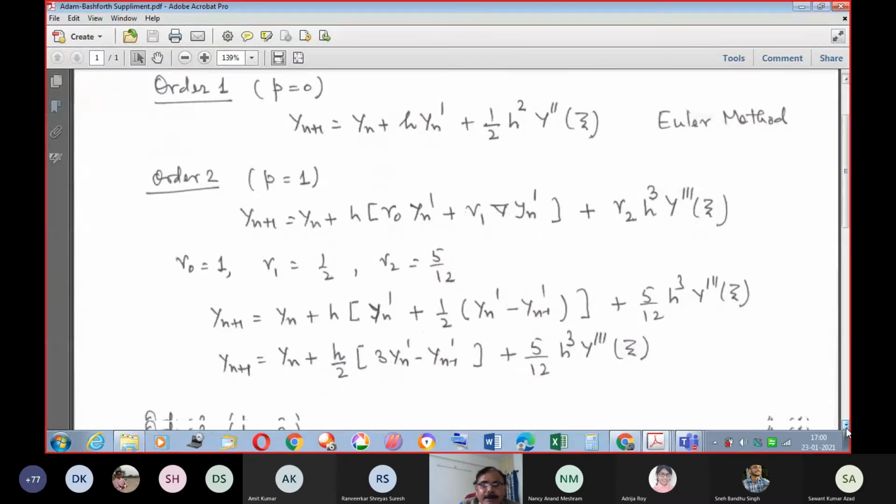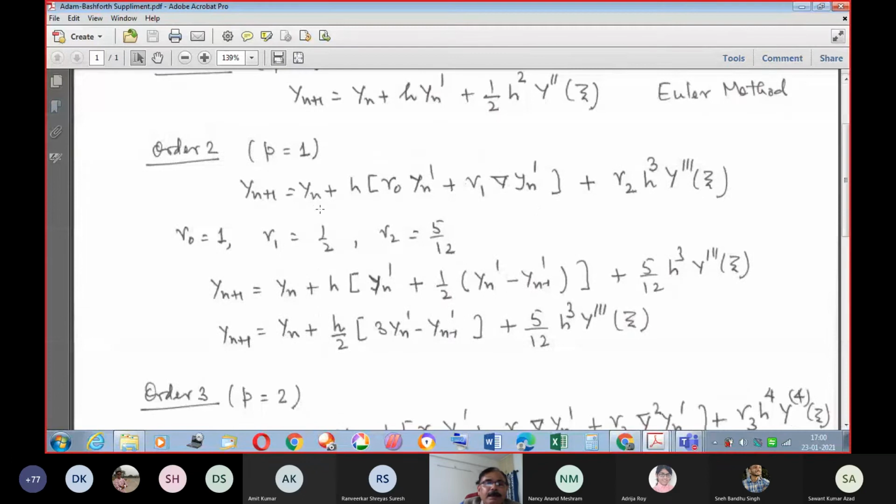So now I think I can talk a bit. Yn plus 1 minus yn was on the left hand side. On the right hand side, I have written h times gamma naught yn prime plus gamma 1 del of yn prime plus an error term, that I will explain separately. Gamma naught is 1, you have already seen. Gamma 1 is half, you have already seen. Gamma 2 is required for the error term, that I will tell later on.